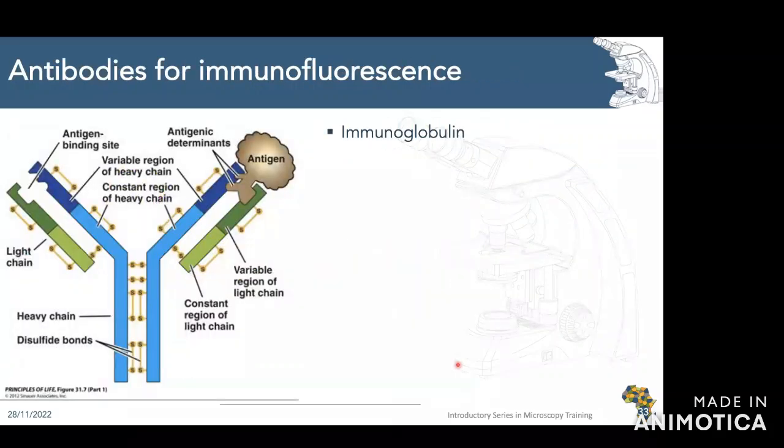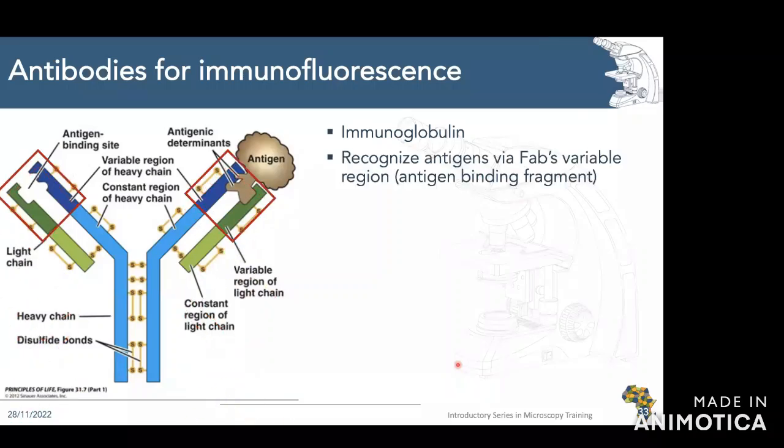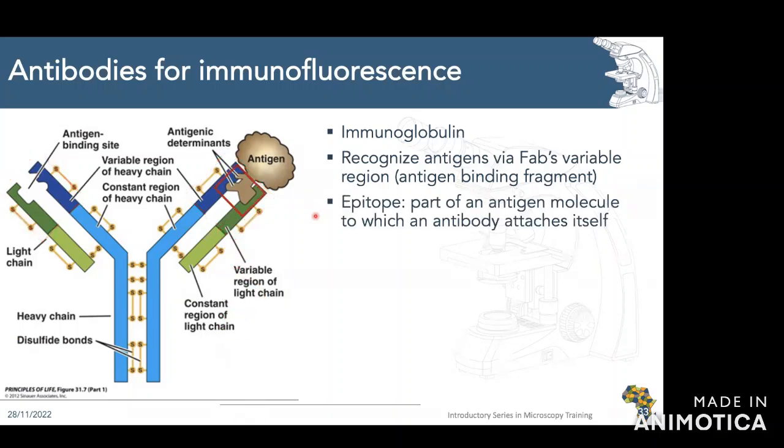antigens. I apologize for the repetition here, but essentially antibodies for immunofluorescence are these large immunoglobulin molecules, and these recognize antigens via the Fab's variable regions. This is a lock and key mechanism that can recognize antigens. The epitope is the part of the antigen molecule to which the antibody attaches itself. New conjugated antibodies that are coming out now are even smaller. You can buy just the Fab fragments, especially when you can't get the whole antibody in.